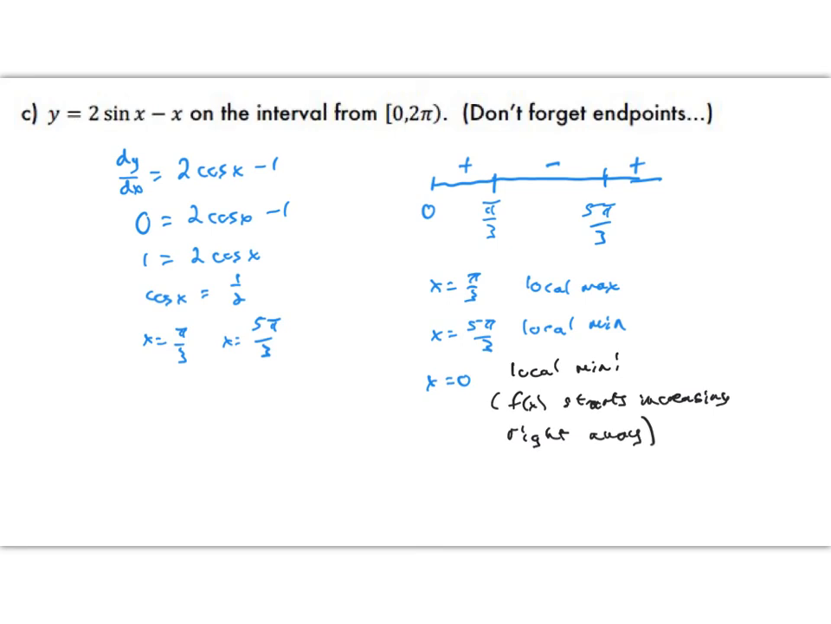Now, as you're going in on the other side, if you've got a right endpoint, then that's something you have to consider as well. Okay, that's our little talk on how to find maxes and mins of the local variety.